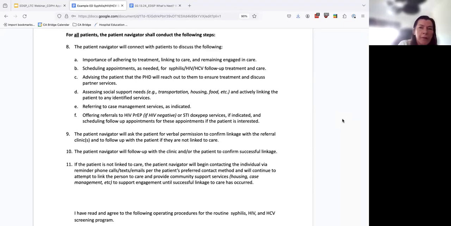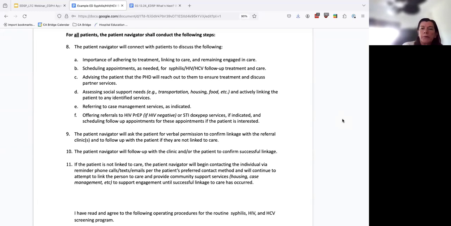Sometimes it's just follow up in 7 days at this appointment. Sometimes it's that the patient navigator actually has appointment slots that they can put the individual in to fill those appointments. So working out how you want to ensure that there is actually an appointment when that person shows up. Advising the patient that the public health department will reach out to them to ensure treatment and discuss partner services.